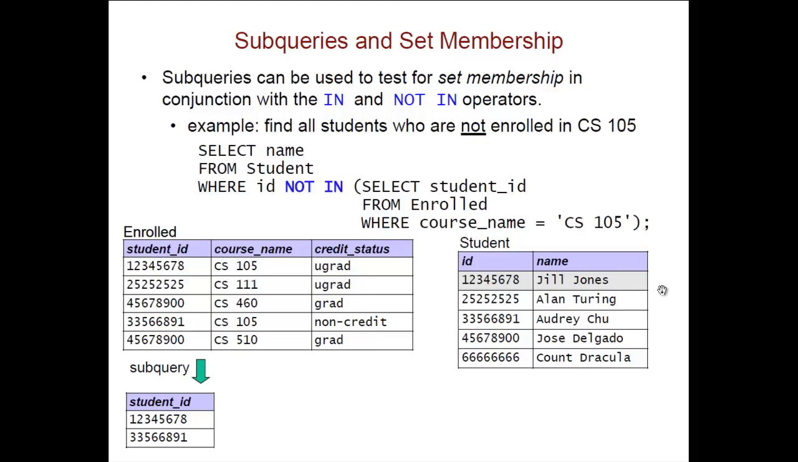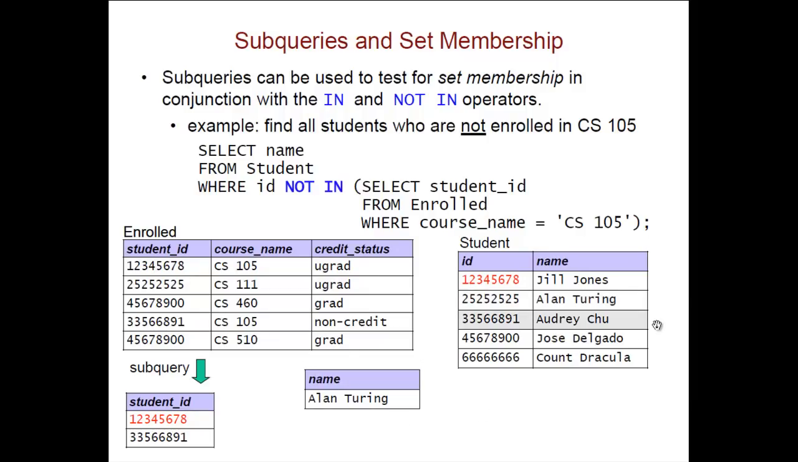So we start with Jill Jones. Her ID is in the result of the subquery, and so she's not going to be selected by the outer query. Then we move on to Alan Turing. His ID is not in the result of the subquery, and therefore not in gives us true for his ID, because 25252525 is not in this set of IDs produced by the subquery. And therefore, the name of Alan Turing will be part of the final result.